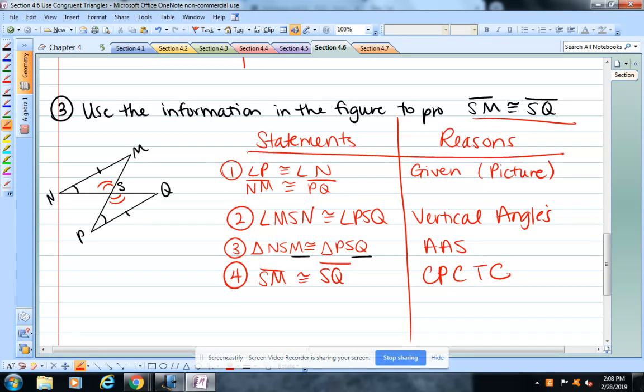Because if you're talking about a segment, you're talking about a length of it. It could be 12 inches. But if you're talking about angles, you're talking about degrees. Totally different things.